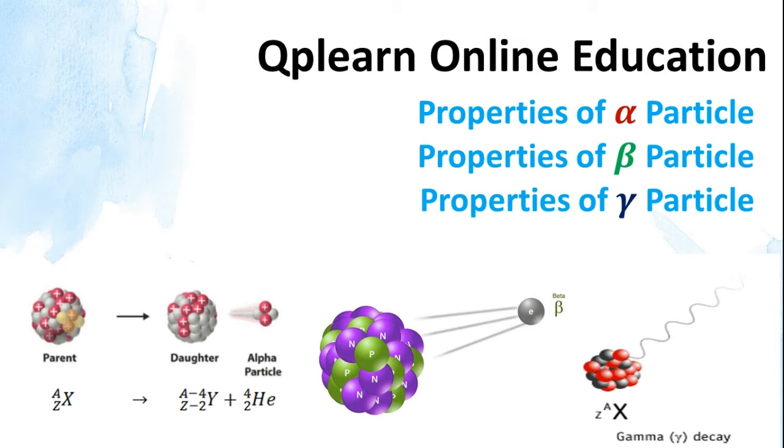So now we will start one by one. What are the properties of alpha, beta and gamma?